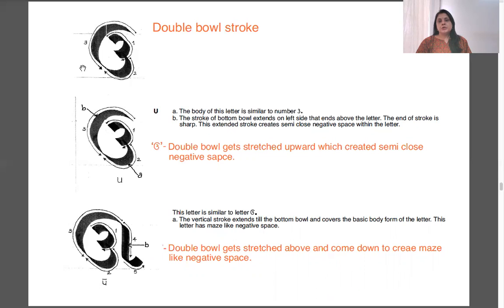Now these are also double bowl strokes but completely opposite from earlier. This is called U. Here the double bowl gets stretched upward, which creates semi-closed negative space. And in this O, the double bowl gets stretched above and comes down to create maze-like negative space.